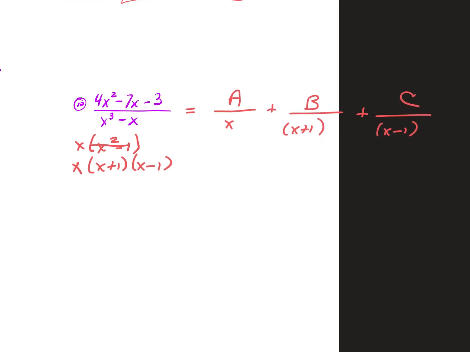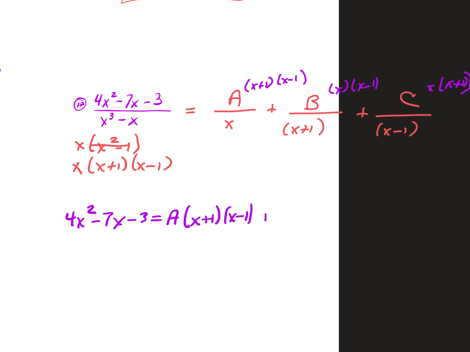Now we'll go through and say, okay, A has the x, so it needs x plus 1, x minus 1. B has the x plus 1, so it needs x and x minus 1. And C has the x minus 1, so it needs x and x plus 1. So we're going to write out 4x squared minus 7x minus 3 equals A times x plus 1, x minus 1, plus B times x times x minus 1, plus C times x times x plus 1. We are going to evaluate using x equals 0, x equals negative 1, and x equals positive 1.